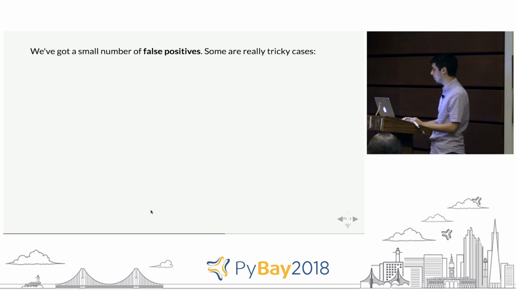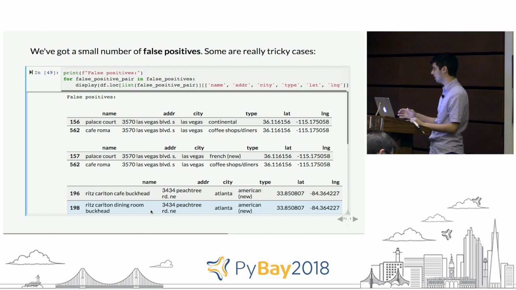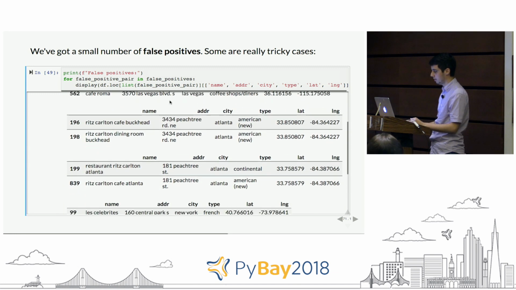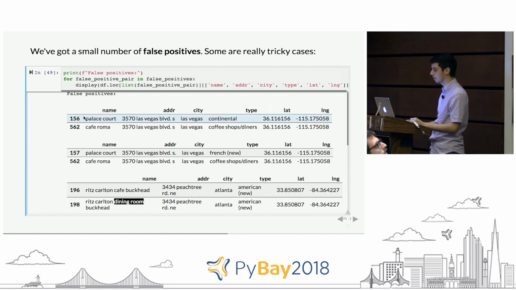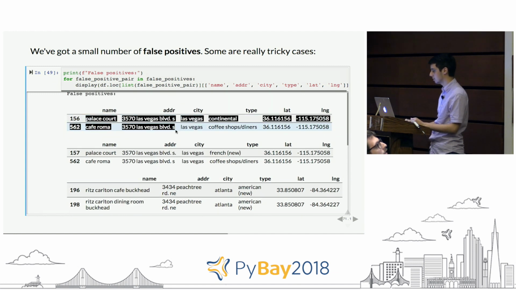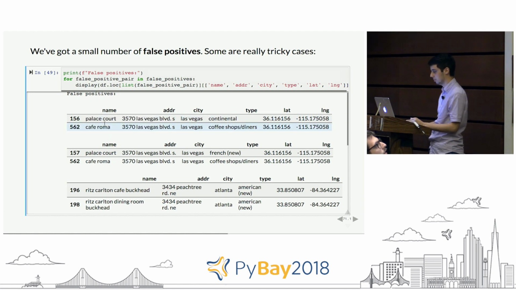We got a small number of false positives. Those are really tricky cases, like this one, Ritz-Carlton Cafe Buckhead, Ritz-Carlton Dining Room Buckhead. It's basically the same, but it's not, because one is the cafe, the other is the dining room. So it's quite difficult to figure out this case. But there are other cases here we could have done better, like this one. The address is the same, but the name is completely different and the type is different too.